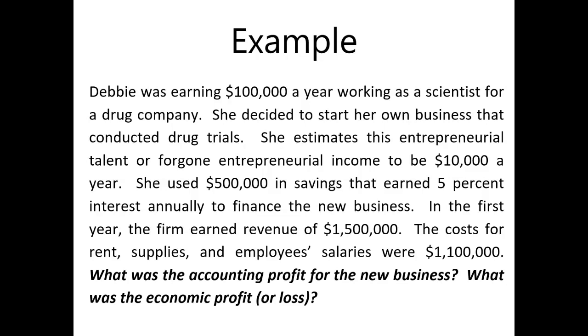She used $500,000 in savings that earned 5% interest annually to finance the new business. In the first year, the firm earned revenue of $1,500,000. The cost for rent, supplies, and employee salaries were $1,100,000. What's the accounting profit and what was the economic profit or loss? Okay, a negative economic profit would be called a loss.